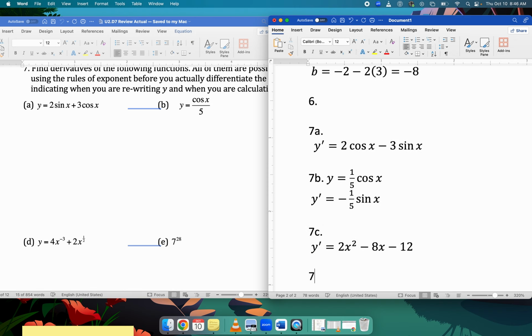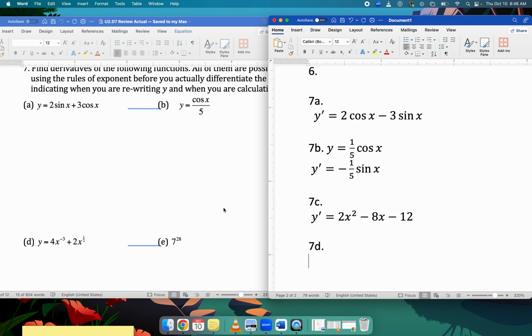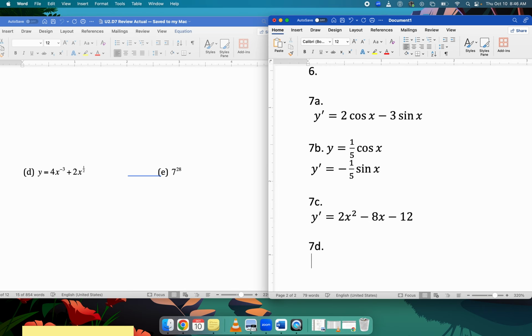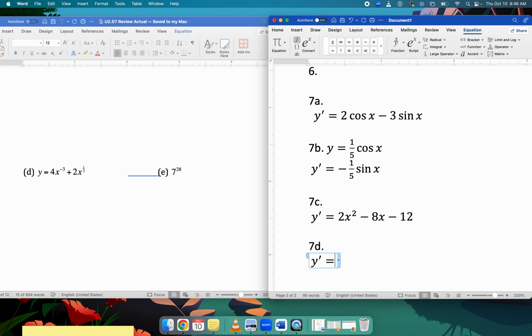7d. This guy. Do I need to rewrite this guy? No. It's ready for the power rule. So y prime is -12x to the -4, right? Subtracting 1 there. So -12x to the -4 plus 1x to the -1/2.